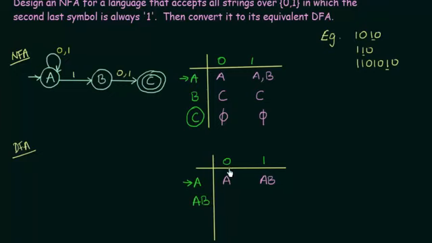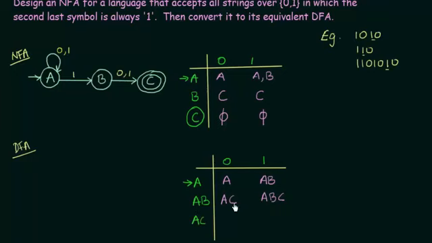So AB on getting input 0, I should perform the union operation of A and B on getting input 0. So union operation of A and C, it will be AC, which is also a single state. And then on getting input 1, union operation of A, B and C, so it is ABC. Okay. Now coming to this row, let us check what are the states reachable from here: AC and ABC. So let us write about state AC first.